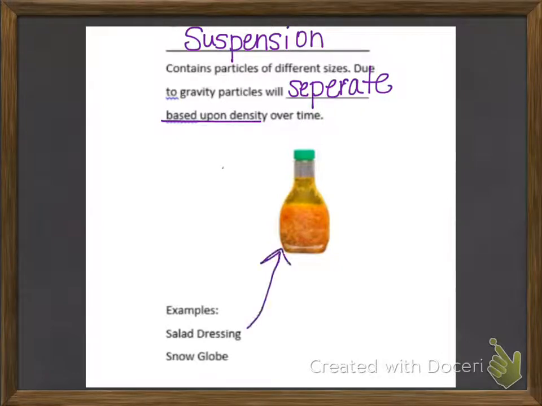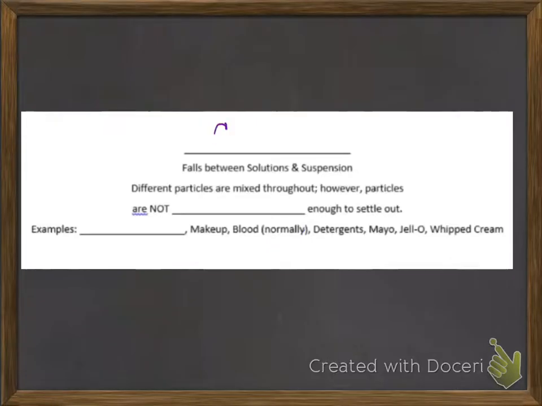In this example here, we have salad dressing, and when I say salad dressing, I mean Italian dressing specifically. I should have put that. You're going to see that the oil is going to rise to the top, and the more solid pieces are going to go to the bottom, and that's due to the different densities. Also, a snow globe gives you an illustration of what a suspension is. Let's look at the third type, and this is called a colloid.